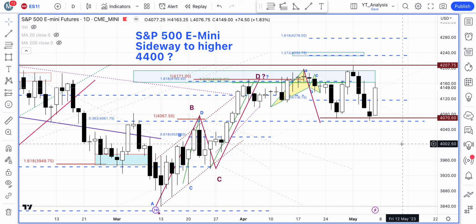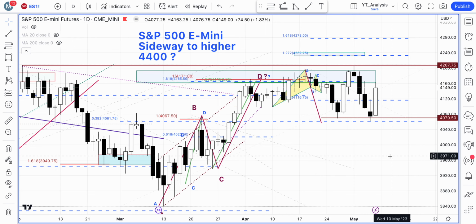So I'm going to spend more time on the S&P 500 E-mini futures than the other indices. We're going to use the E-mini futures as kind of a pattern guideline for the key levels that we are watching for or anticipating to happen in the future in terms of the forecast.